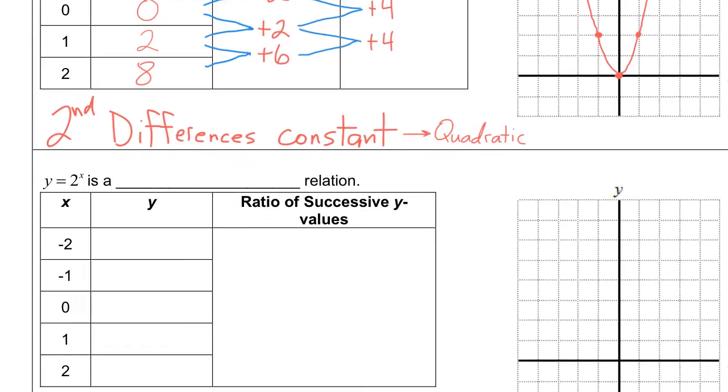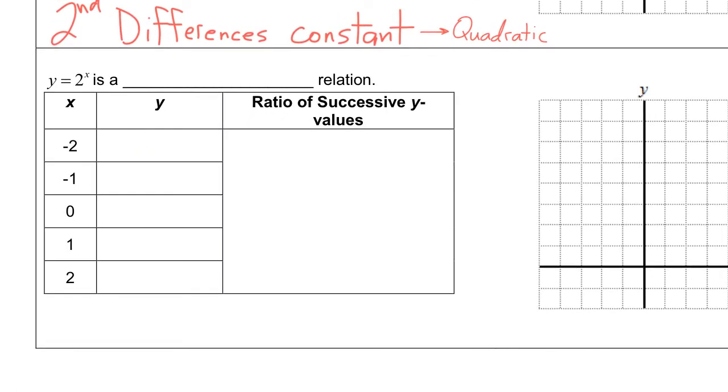So let's look at this last example here. y equals 2 to the exponent x. Well, this is a little bit different. So when we fill in our table of values, x is minus 2. So y is equal to 2 to the exponent minus 2. And if you'll recall from Spiral 1, when we looked at exponent laws, 2 to the exponent negative 2 is the same as 1 over 2 to the exponent positive 2.